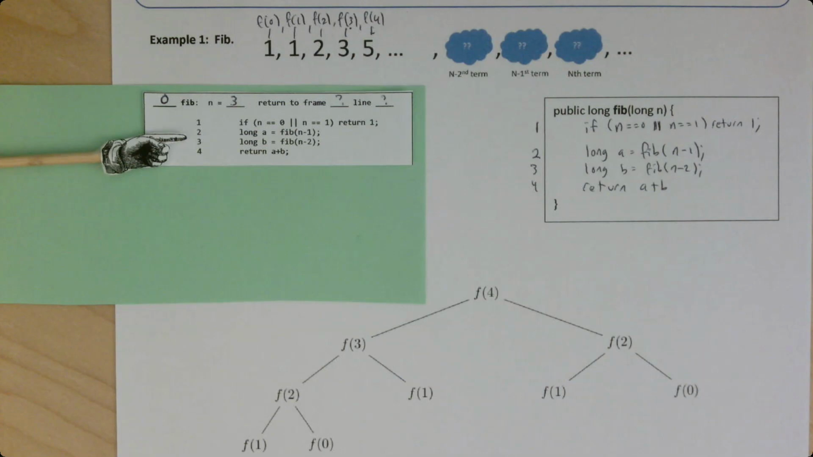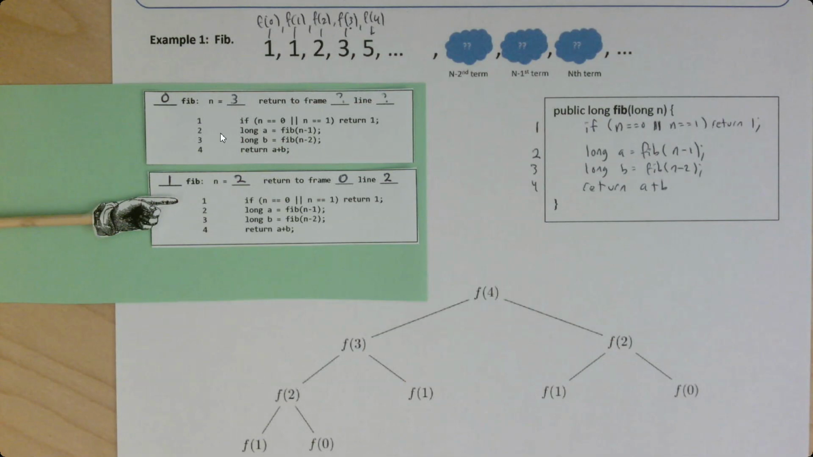Okay, so we ran fib with an input of 3. We got to line 2 here. That ran fib with an input of 2. And so now this is another version of fib that's running with an input of 2. But it knows that once it's done, it's going to return to stack frame 0 up here on line 2, which is right here. So that's where it got called from. Okay, so now we're running fib of 2. Do we hit the base case? The answer is no, because n is 2, and so it's not 0 or 1.